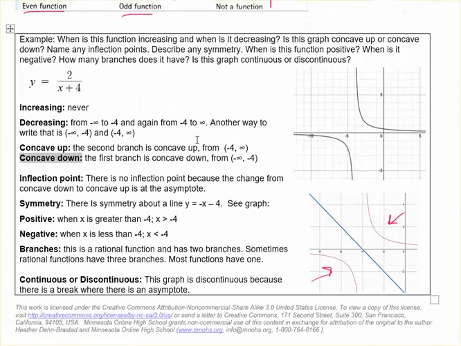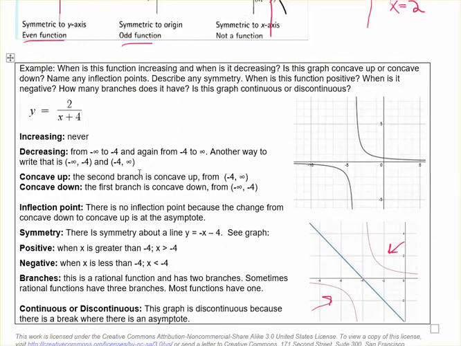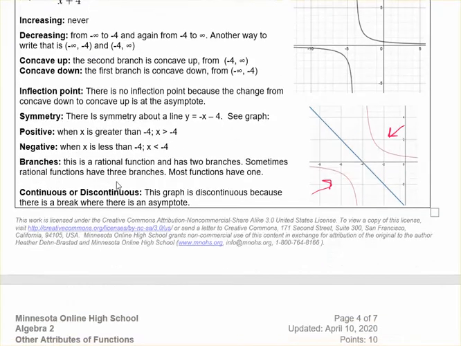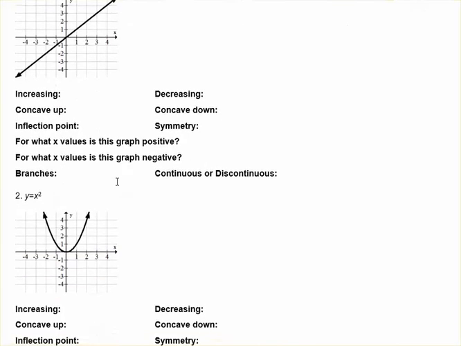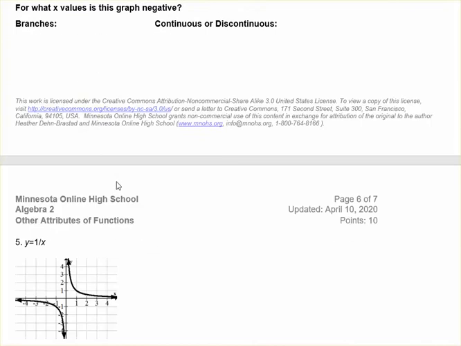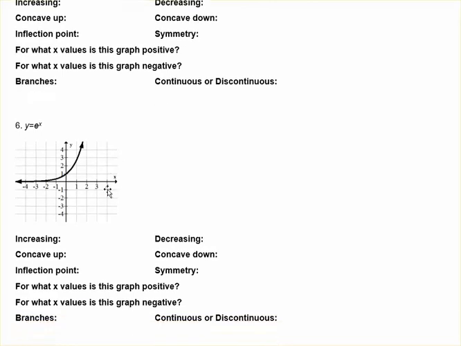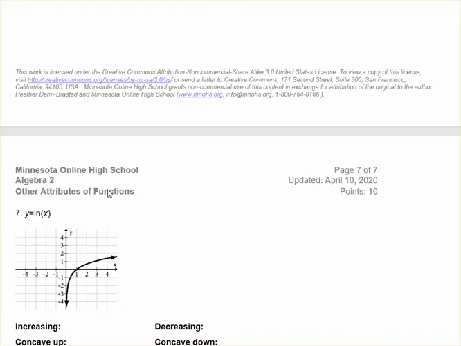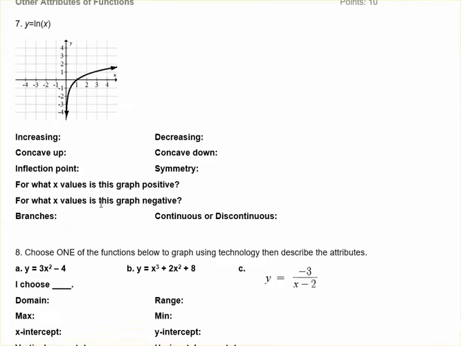So you can look back at this example that has all of those parts explained a little bit more, and how to answer them. You might say none or never for some of these things, or not possible. And you're going to do this again for some of the parent functions: linear, quadratic, cubic, square root, and so on. Rational. And this is the natural log function that we looked at before too. Or this is the exponential, and this is the natural log.